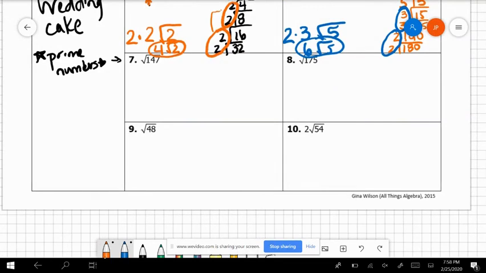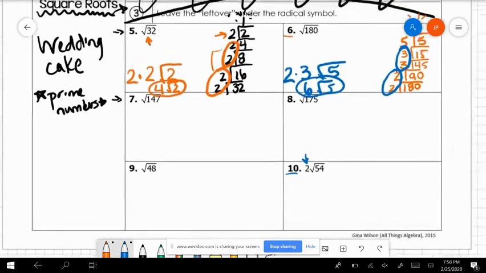Let's try number 10, and then I'm going to have you try those other ones on your own. The only thing that makes number 10 look a little bit more complicated is this 2 hanging out in front. But it's really not that much more complicated, because remember, that just means 2 times whatever the square root of 54 is.